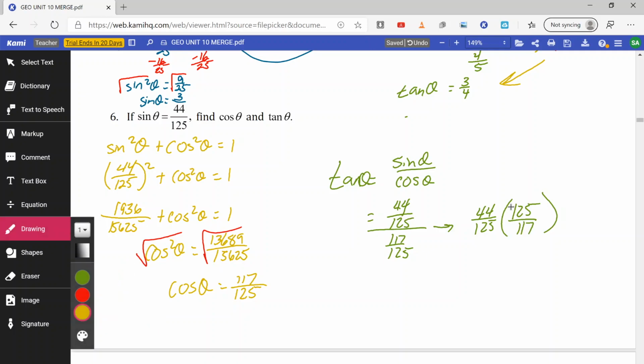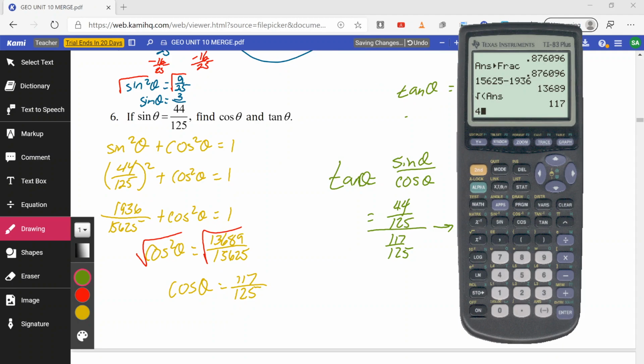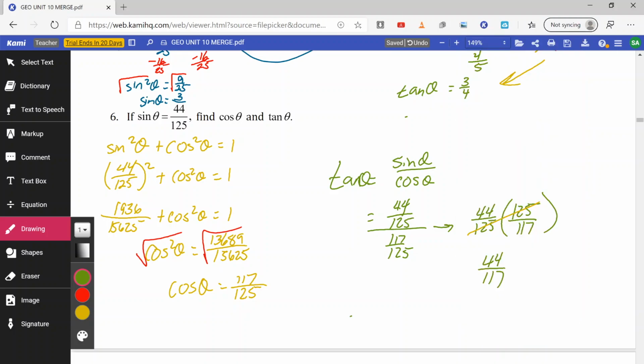Because 125 is on the bottom and the top, they're going to cancel out, leaving us with just 44 over 117. If we can reduce it, we'll plug it in, 44 divided by 117. It'll give us a decimal. If it can be reduced, which it can't, we'll leave it at 44 over 117. So there is the value of tangent.